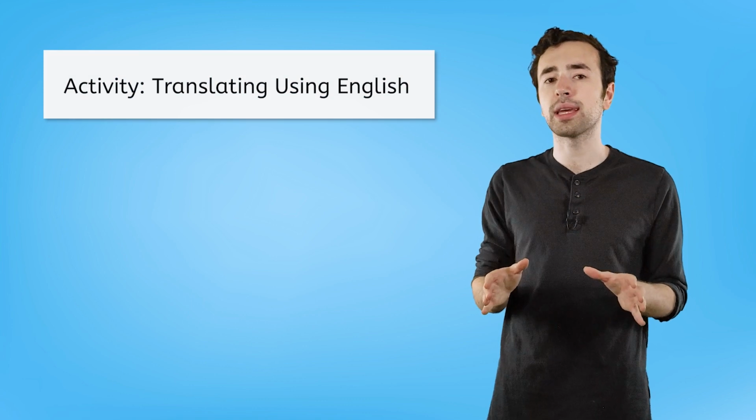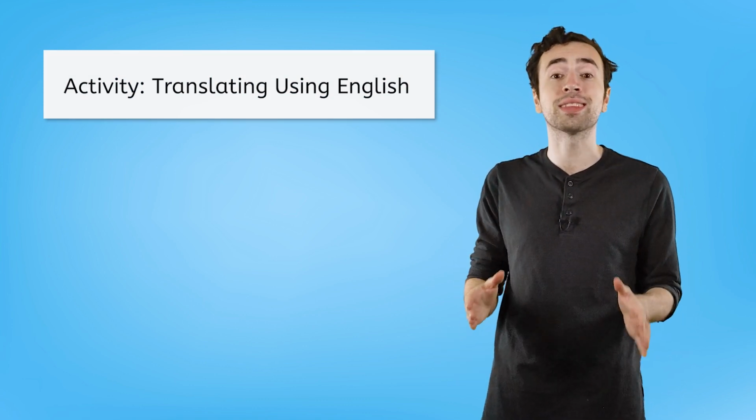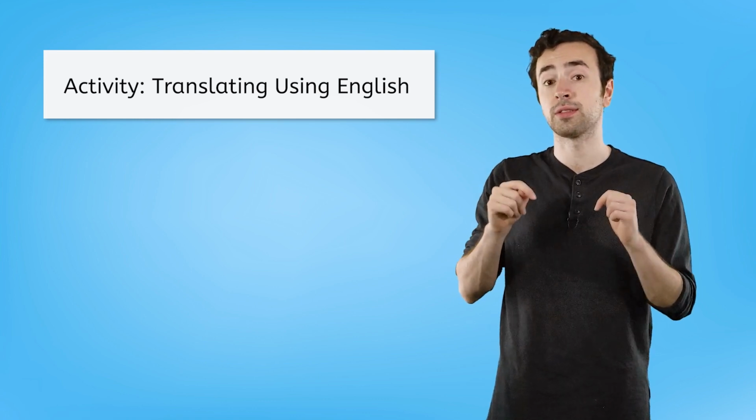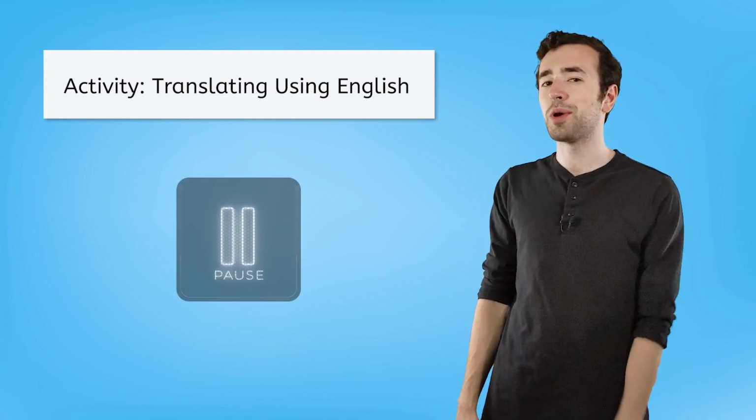And in order for us to get started, you're going to need to do a little work on your own first. There's an activity in your PDF called Translating Using English. If you haven't done this activity already, you definitely need to before continuing with this video. So pause the video now and work through it. I'll meet you back here in a moment to talk about it.